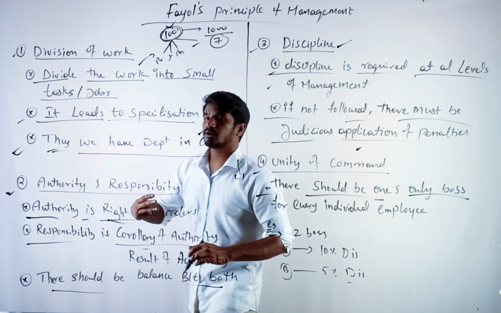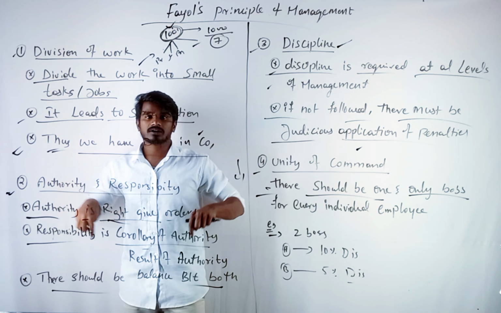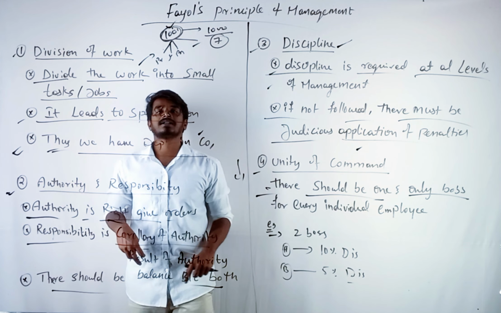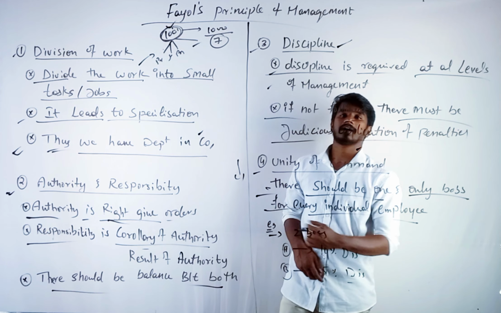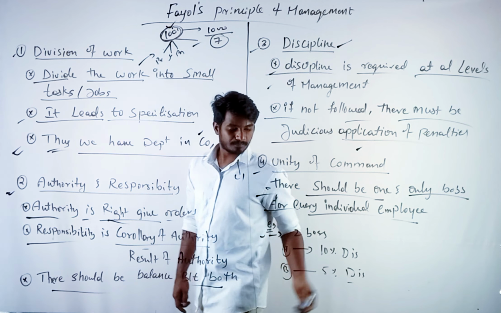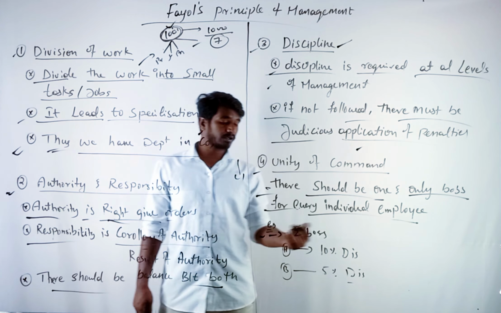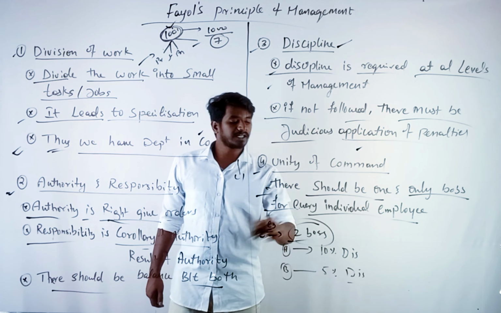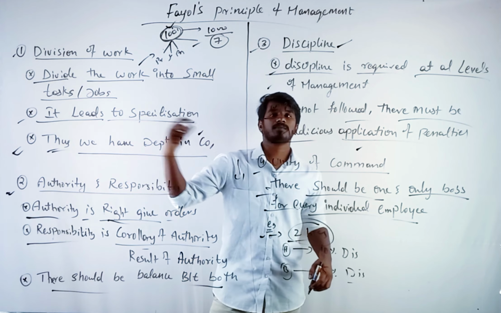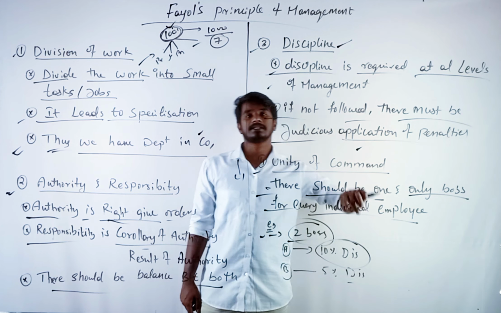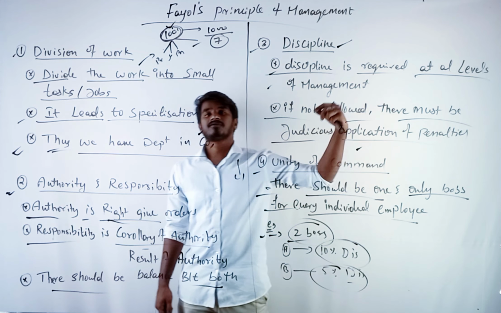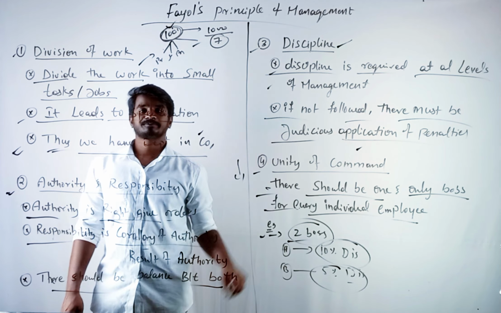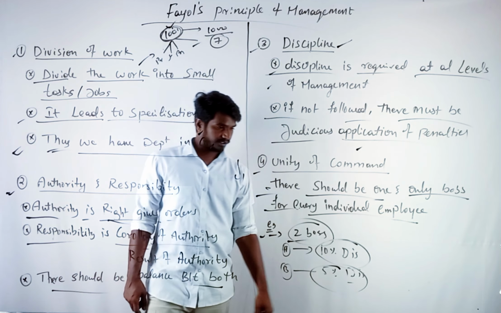If there are three bosses, they should discuss among themselves and then pass the orders to every individual employee. One more example we can take: if there are two bosses, one boss will say 10% discount must be allowed to the customer, and another will say 5% discount to the customers, right?